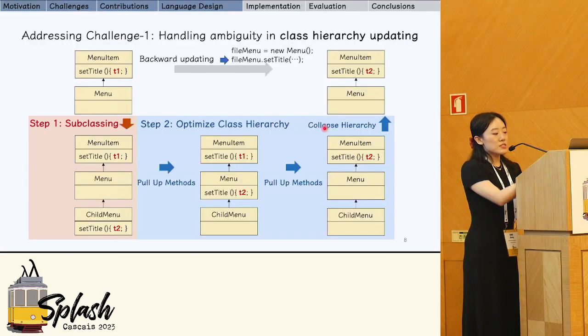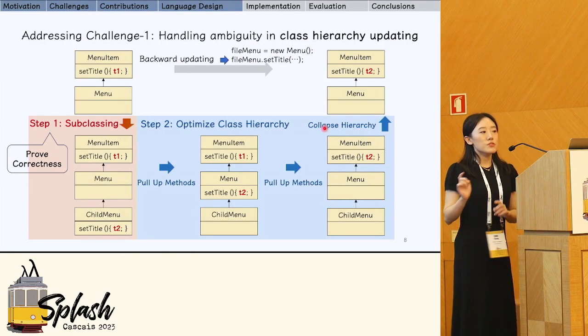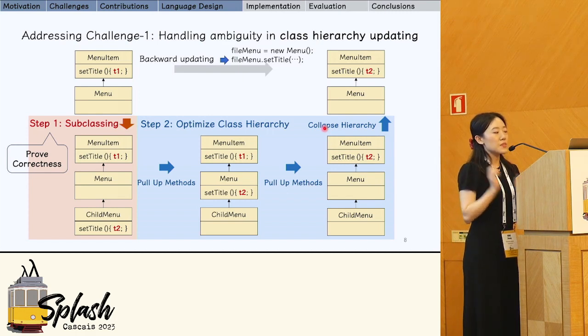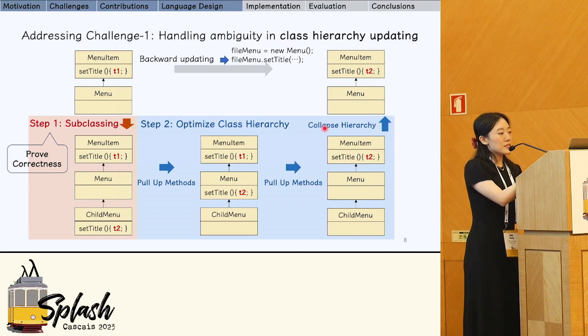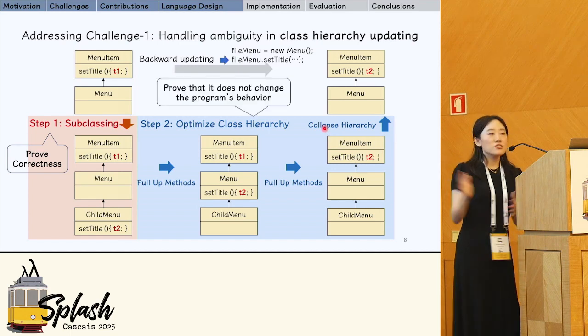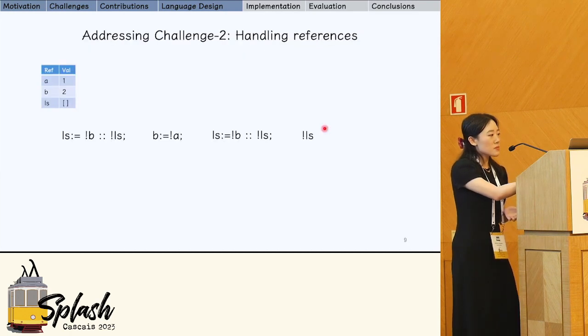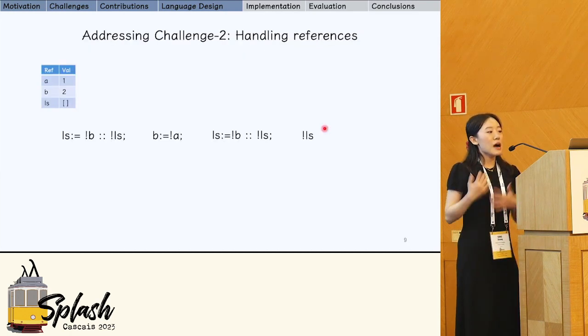Finally, we prove the correctness in two steps. First, we prove the subclassing strategy is correct. Then we prove this optimization will not change the program's behavior, so it is also correct. Okay, then I explain how to handle references with an example.